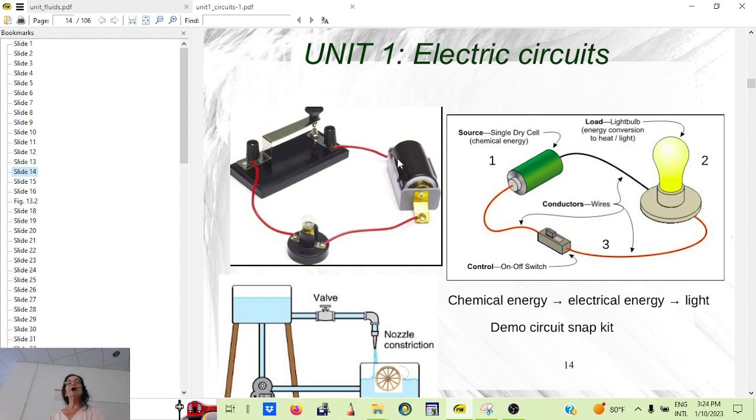If you have a battery here, let's say a 9-volt battery, it means that every single charge has an energy of 9 joules. Remember, the joule is a unit of energy. Just to give you an idea, and then we're going to go into more detail on Thursday. But let me ask you a question. Every single charge here carries 9 joules. 9 joules will be delivered to the load, and then the charge comes back.